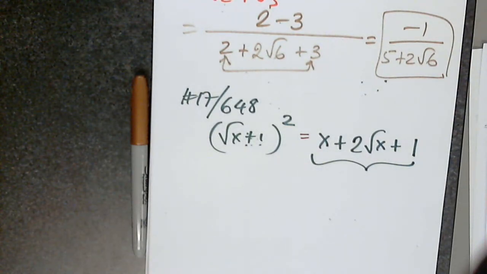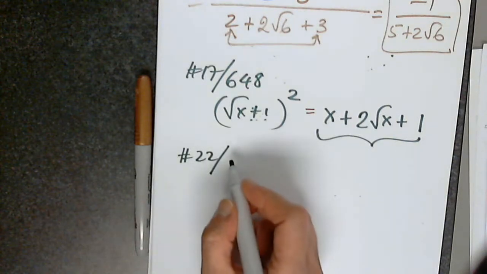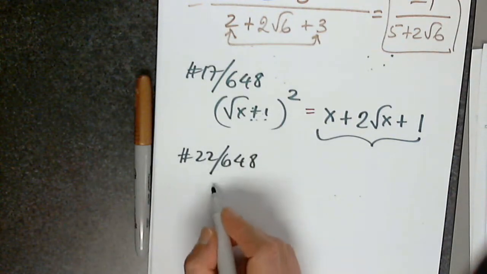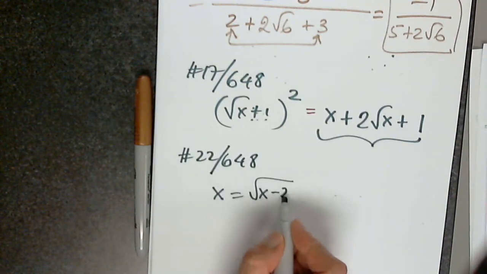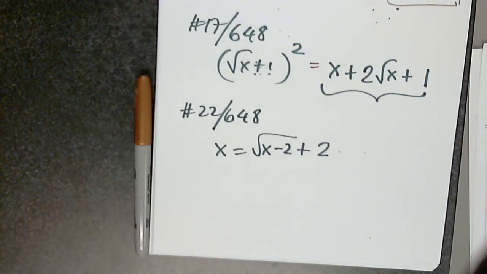Let's solve some radical equations, like 22. On the same page, 648. x equals the square root of x minus 2 plus 2. Let's work on this problem for 1 minute. And then I'd like to look at complex numbers.